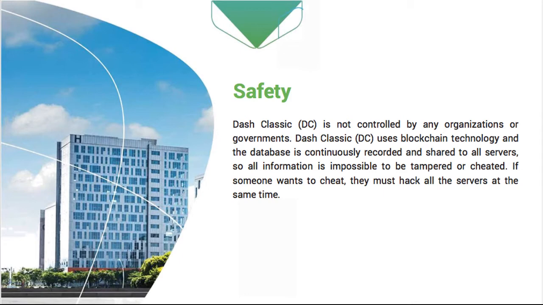Safety. Classic DC is not controlled by any organization or government. Classic DC uses blockchain technology, and the database is continuously recorded and shared to all servers, so all information is impossible to tamper with or cheat. If someone wants to cheat, they must hack all the servers at the same time.